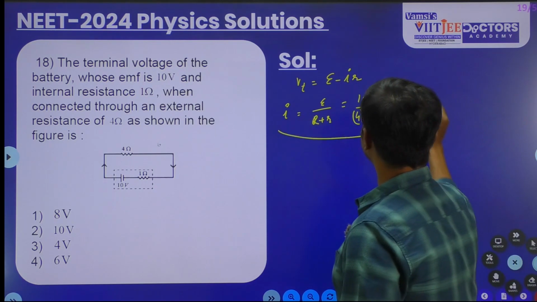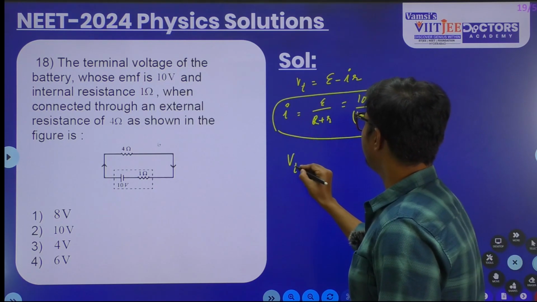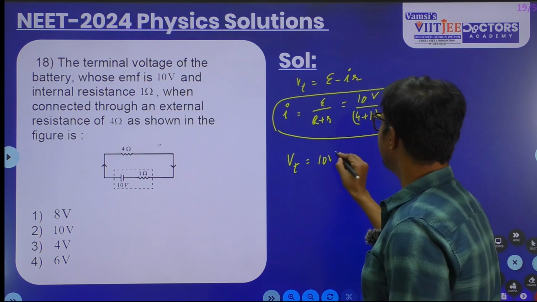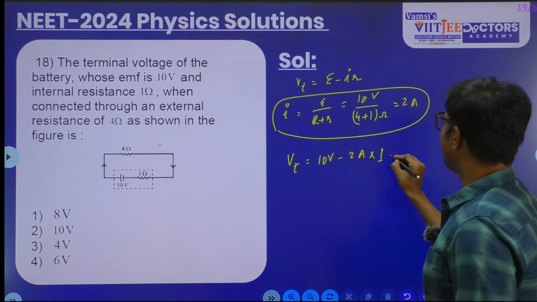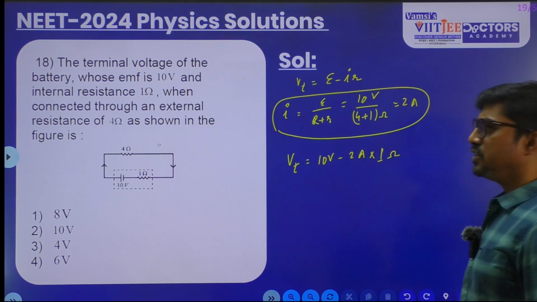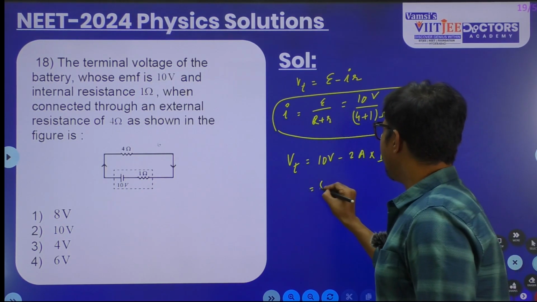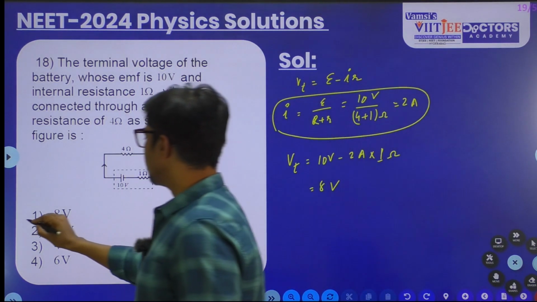Then substitute that in this equation. So terminal voltage equal to EMF 10 volt minus I, which is 2 ampere we calculated. Internal resistance is 1 ohm. So 2 into 1 is 2. 10 minus 2 is 8 volt. 8 volt is the answer.